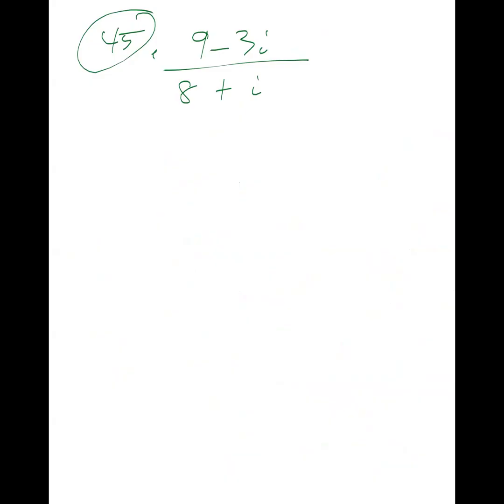How do you divide by something that's not a real whole number? You rationalize it. So how do I rationalize the bottom of this fraction? Multiply by the conjugate of it. So multiply by 8 minus i. Boom. Now I'm going to the top of it. I have to do the long way on the top because the top is not a conjugate times a conjugate. So I'm going to have to distribute the whole entire top.